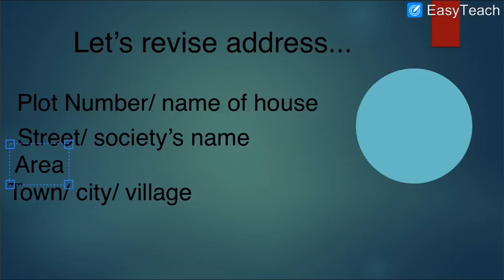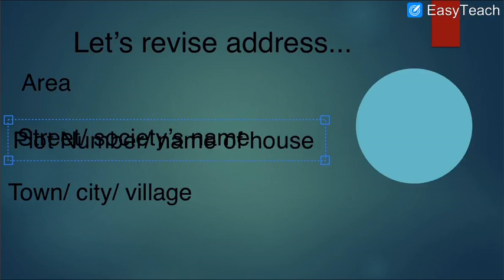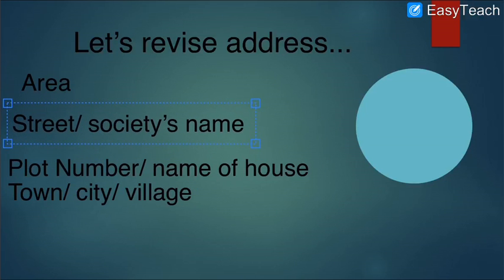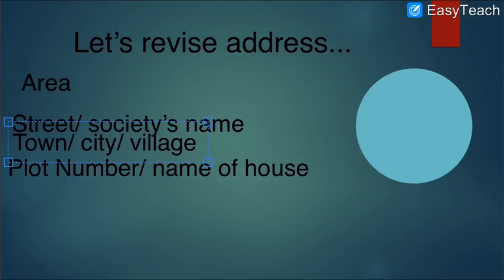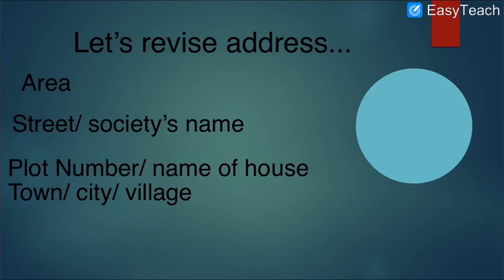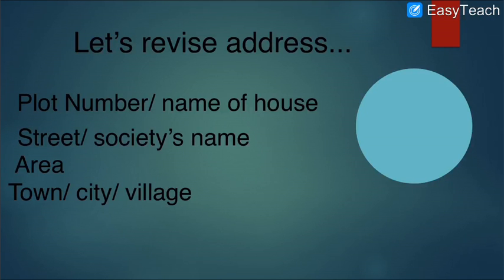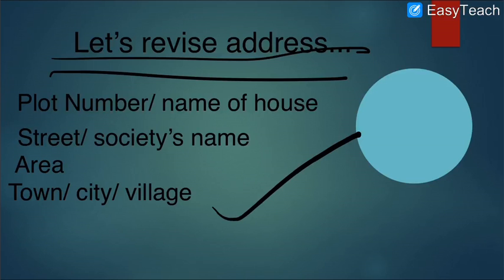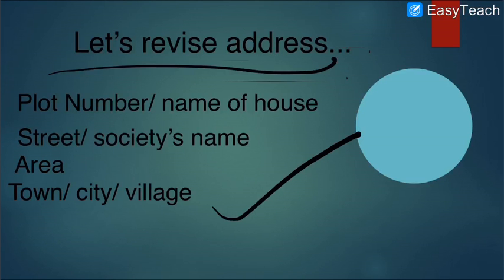Now say for an example, if you write area first, plot number afterwards, street number at the second point, and then town, so this will not do. This is incorrect. Wherever it was, it has to be written in that way only. So this is the sequence how you can write the address in the letter writing. Please note this down. You have your rough book. Please note this down, how to write the address.